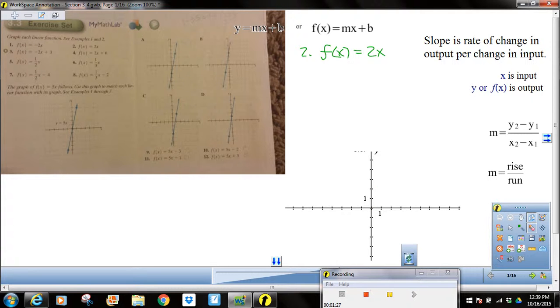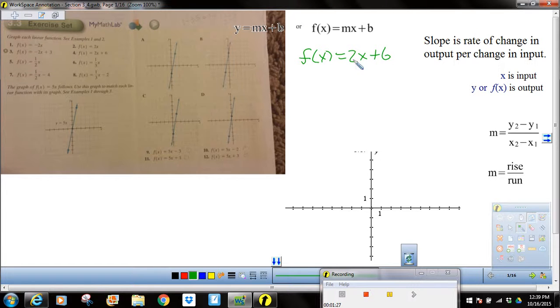The only time it turns out that it's not real simple is if it's not in slope-intercept form. But that's fine, we can work with that. Number 4, f of x is equal to 2x plus 6. The y-intercept is 6. I'm going to count 1, 2, 3, 4, 5, 6. The slope is 2. So that means I'm going to go up 2 as I go over 1.